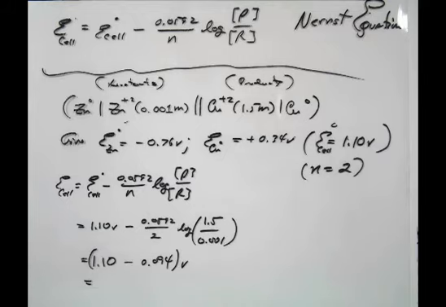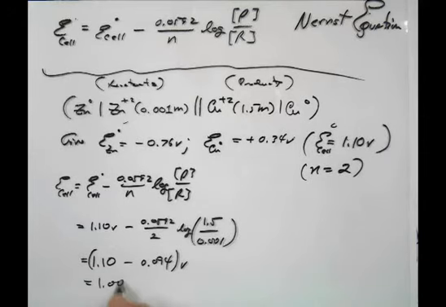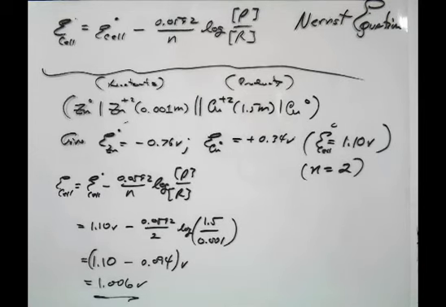So you subtract that off of 1.1, and so for that combination, 1.1 minus 0.094 equals 1.006 volts is where you are with that combination. That's all it is to that. Okay.